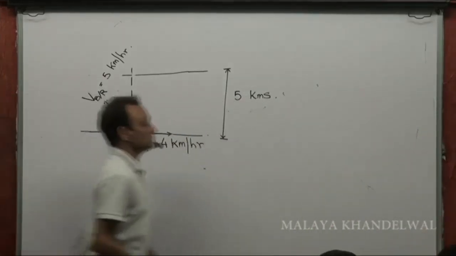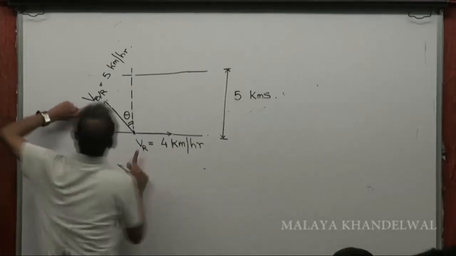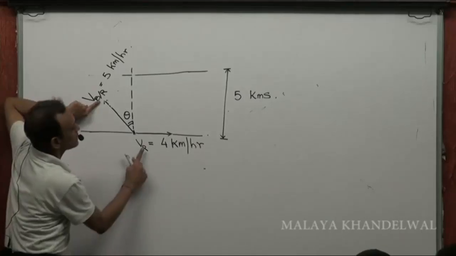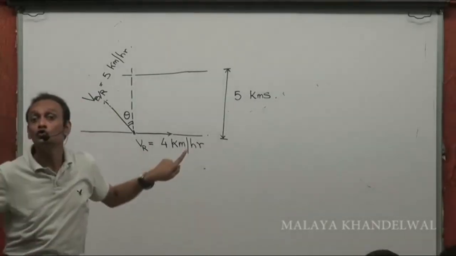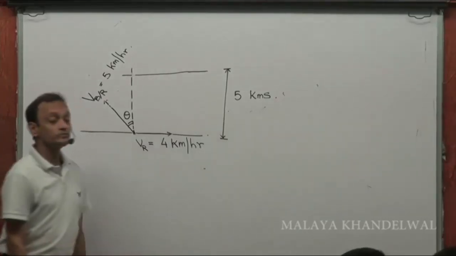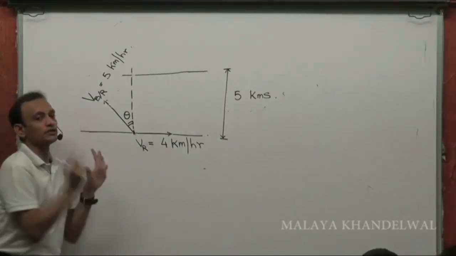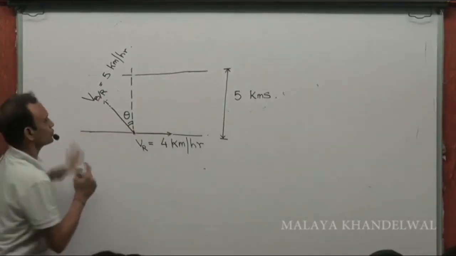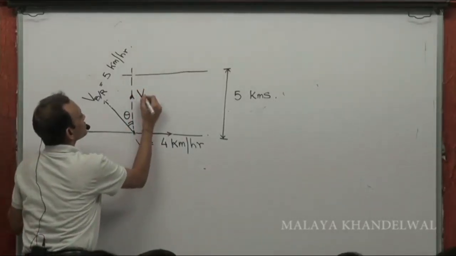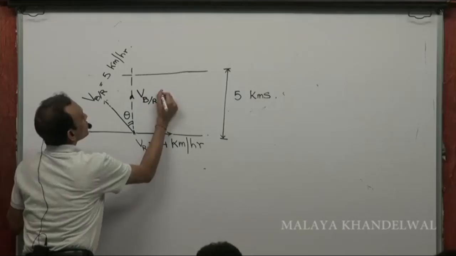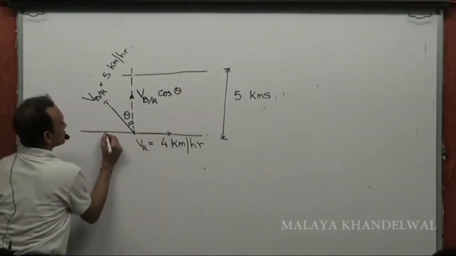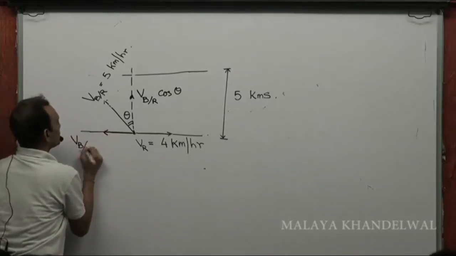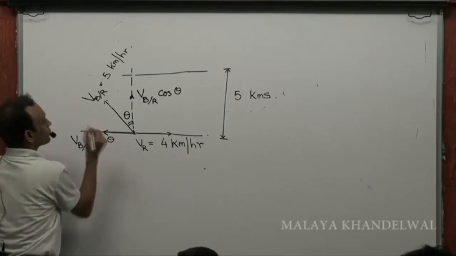Now, the resultant of the relative velocity of the boat and the velocity of the river will give me the velocity of the boat in the shore frame of reference. In order to find the resultant, we could resolve these vectors perpendicular to the shore and parallel to the shore. The relative velocity in this direction is going to be VBR cos theta, and the relative velocity of the boat in this direction is going to be VBR sin theta. Yes or no?